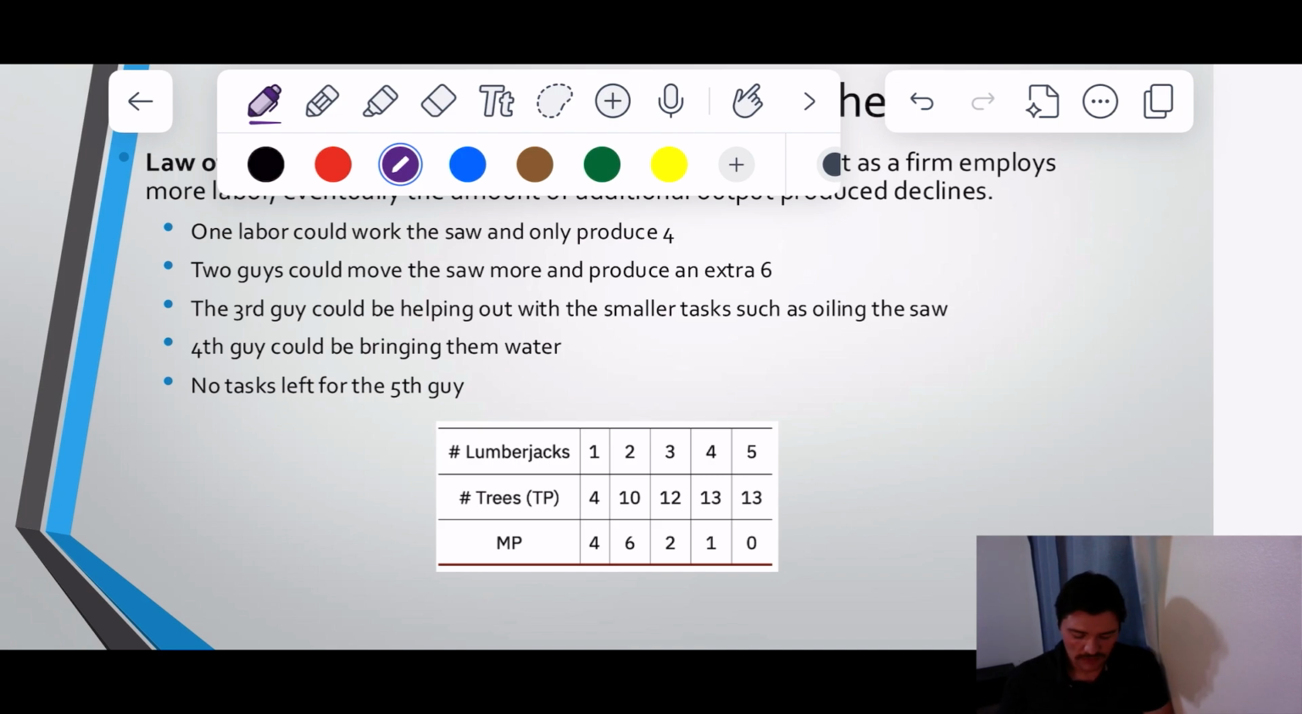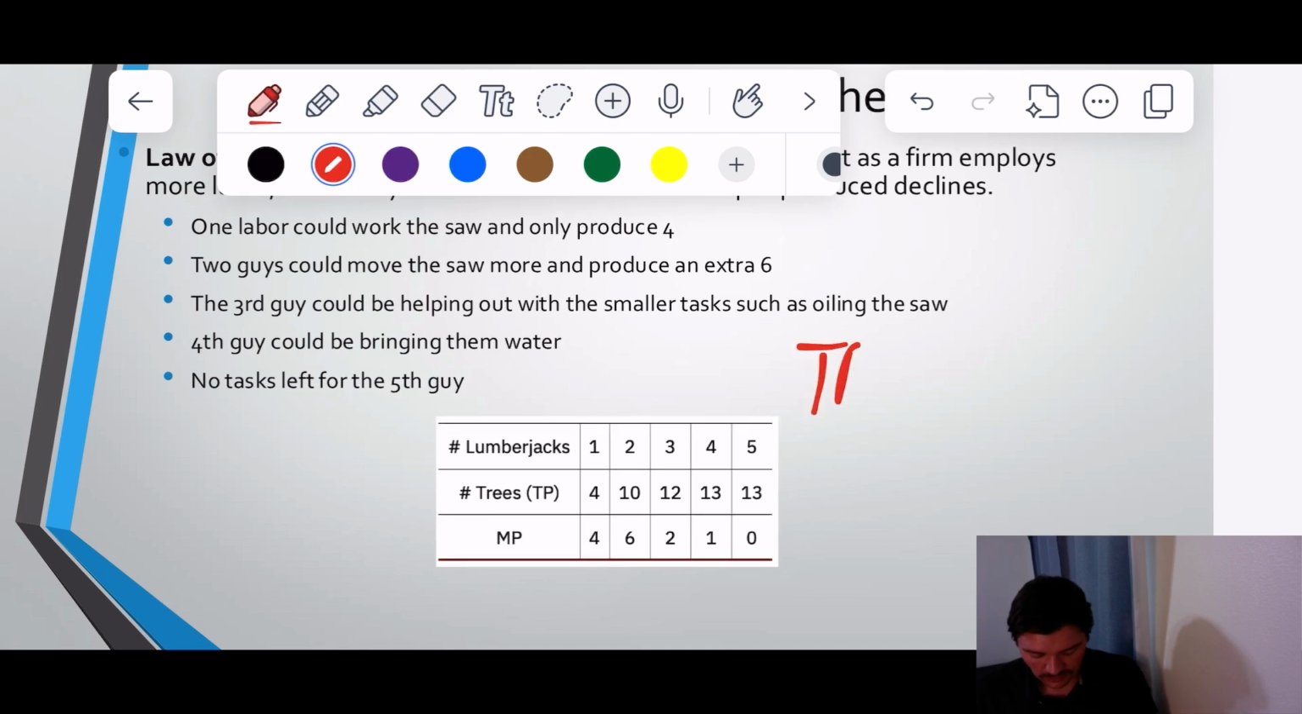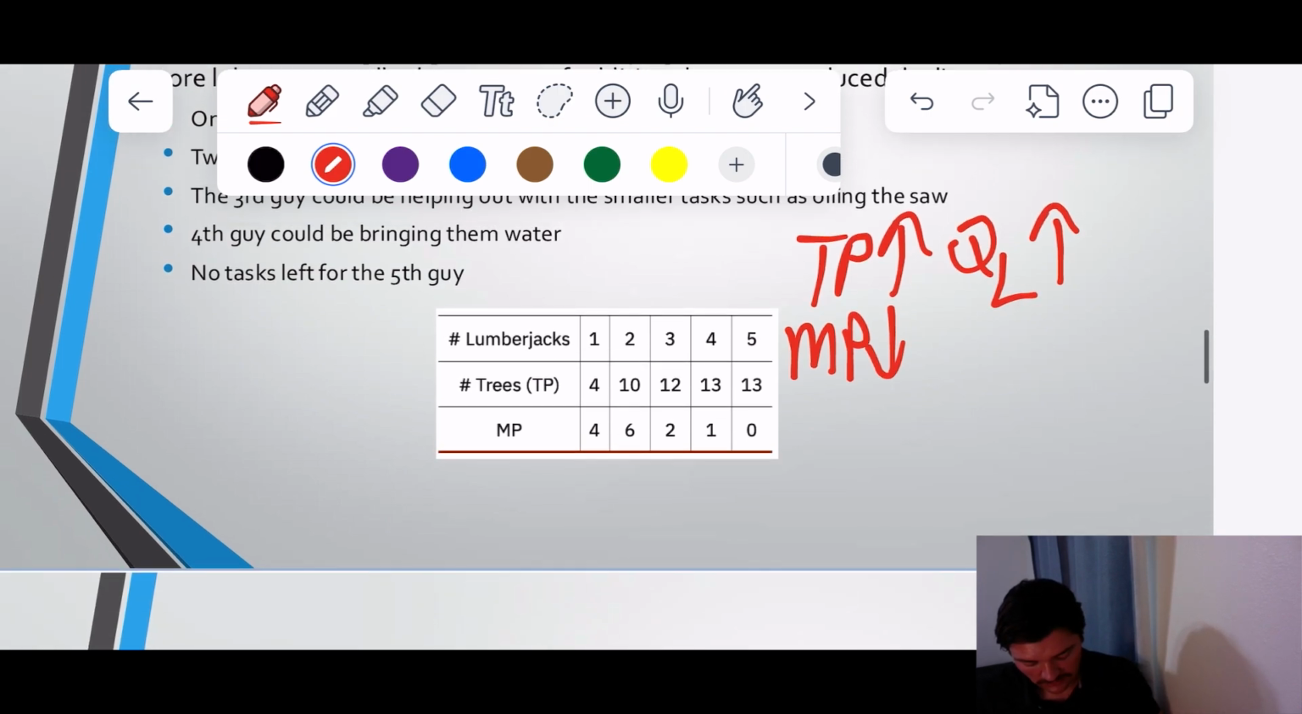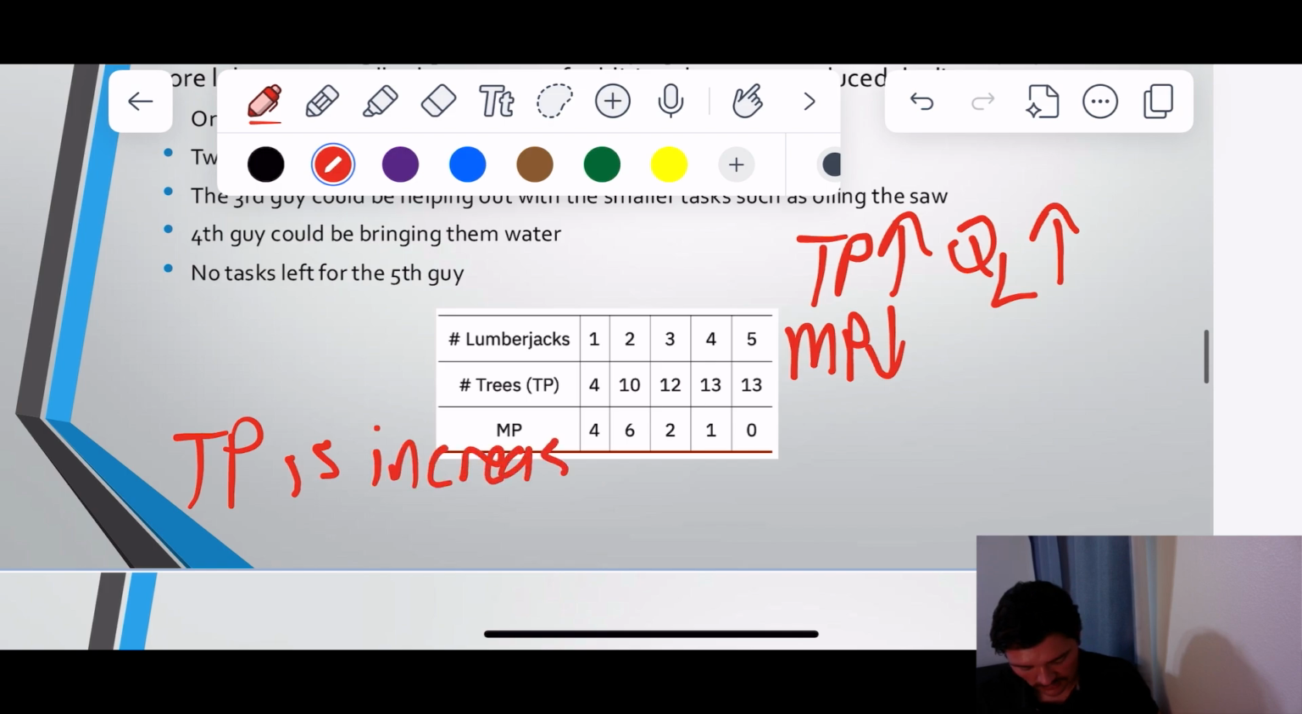The main thing about the law of diminishing marginal productivity is that the total product is increasing when you hire more labor. Total product, TP, is increasing because the quantity of labor is increasing. However, the marginal product is decreasing. So what you can say is the total product is increasing at a decreasing rate.